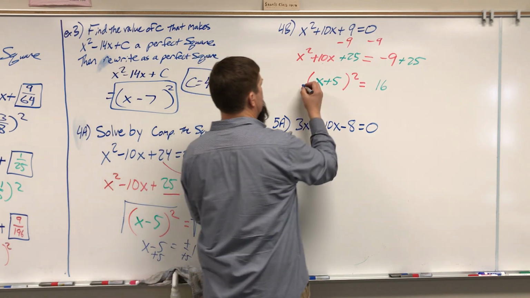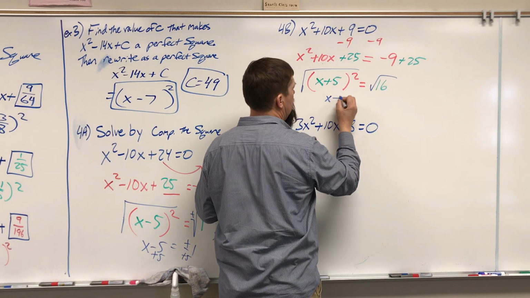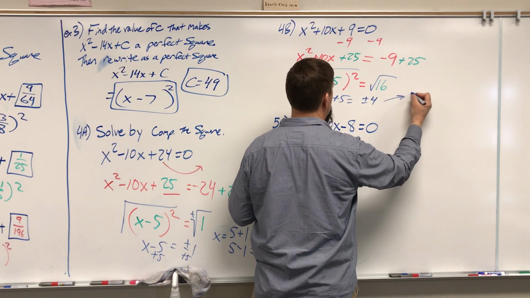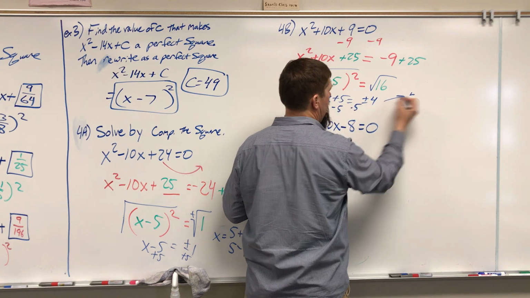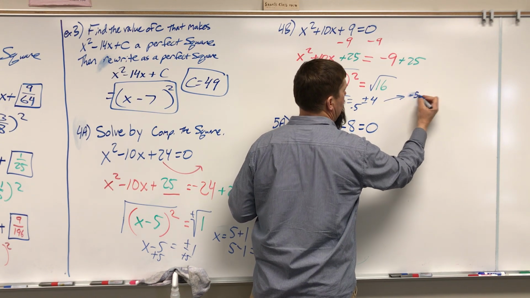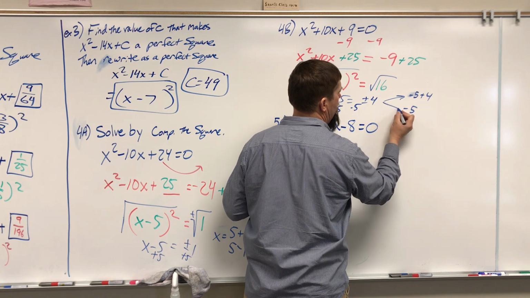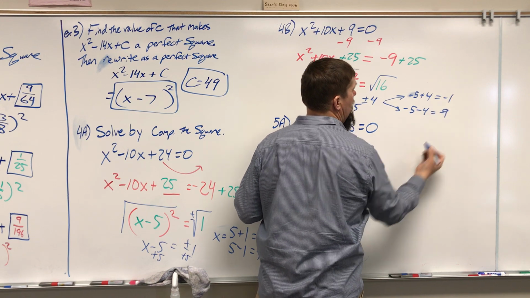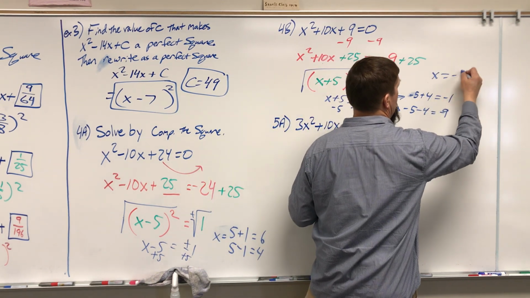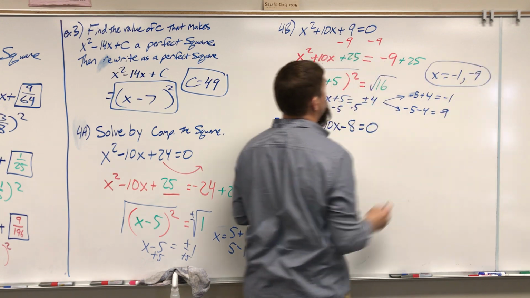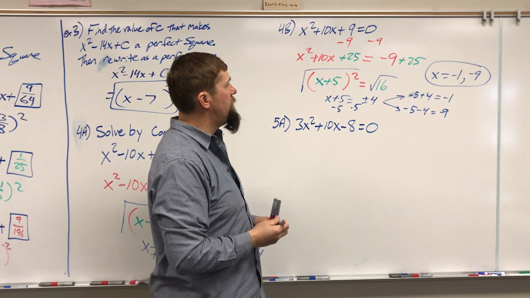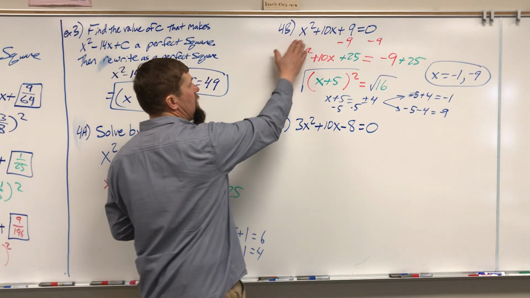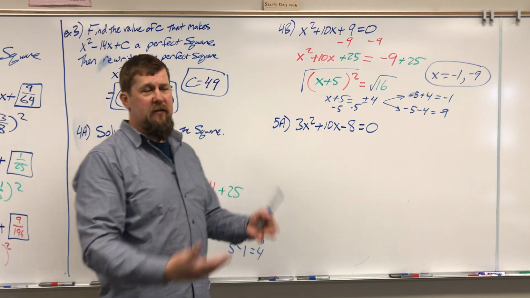I'm going to then take the square root of both sides. I get x plus 5 equals plus or minus 4. So my two solutions are negative 5 plus 4 and negative 5 minus 4. So my two solutions are negative 1 and negative 9. So x equals negative 1 and negative 9. Those are my two solutions. You can always put them back in the original problem and check to see if they work. Again, this one would have been very easy to solve by factoring, but that's not what we're learning right now.